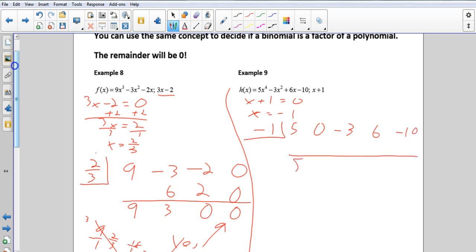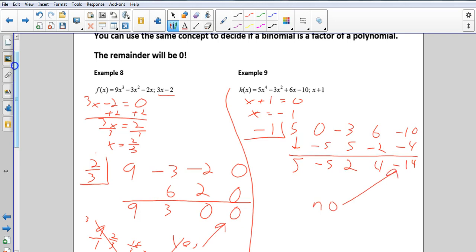Draw our line, bring our 5 down. Times negative 1 is negative 5. Add those together. Times by negative 1 is positive 5. Add those together. Times by negative 1 gives us negative 2. Add them together. Times by negative 1, negative 14. The answer is no.